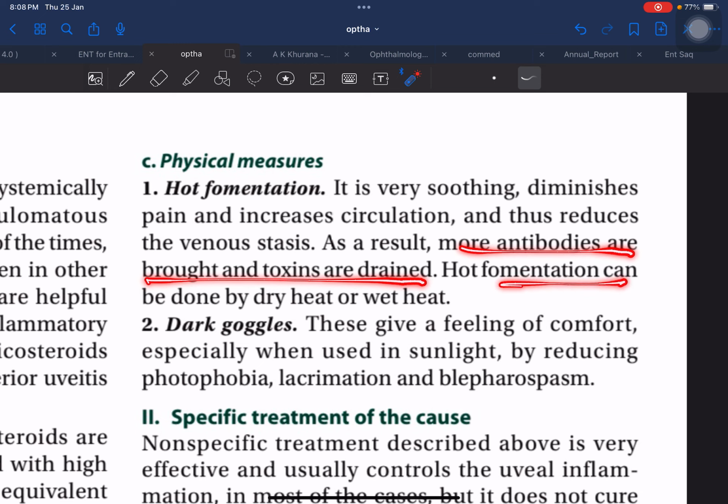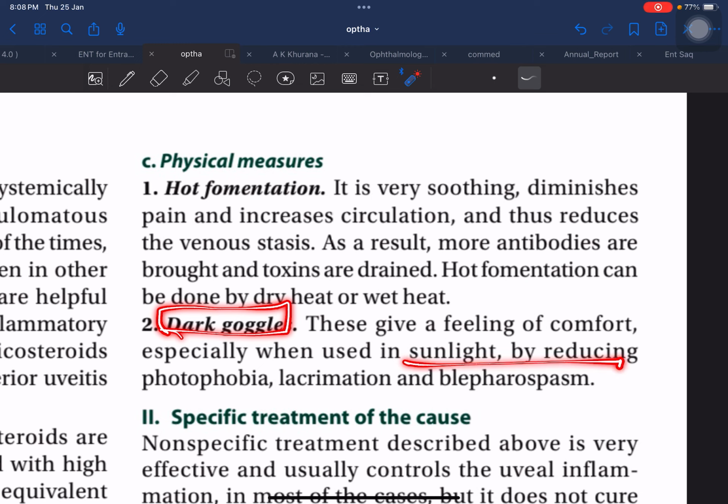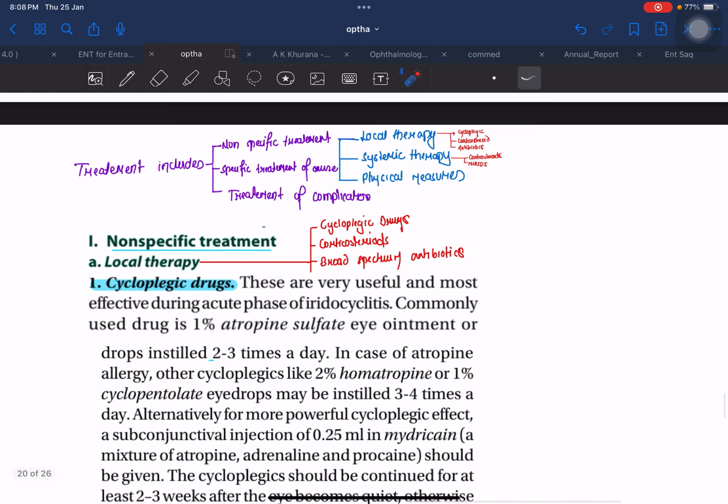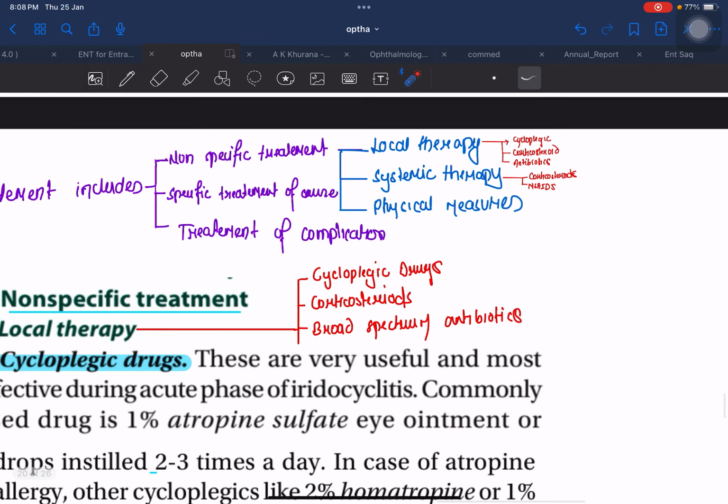Hot fomentation can be done by dry heat or wet heat, right? Similarly, dark goggles, since there is photophobia, a feeling of discomfort in bright light. So we can use dark goggles in sunlight, and that will reduce photophobia, lacrimation, and blepharospasm, right? Now these are our physical measures.